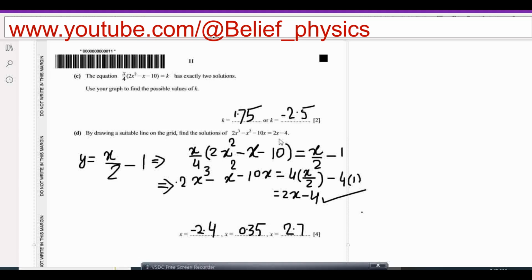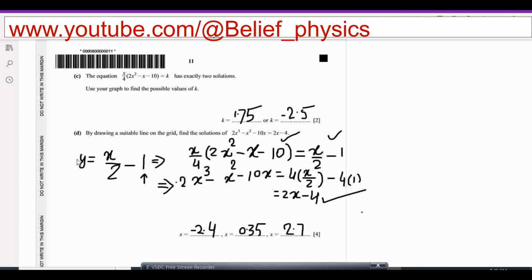4 into something. If we take 4 common from here, it will become x over 2 minus 1, and this 4 will be shifted here to get the original equation. So we have to find the solution of these two lines. One is this graph, and second is y is equal to x over 2 minus 1. It means minus 1 is the y-intercept and 1 over 2 is its gradient.